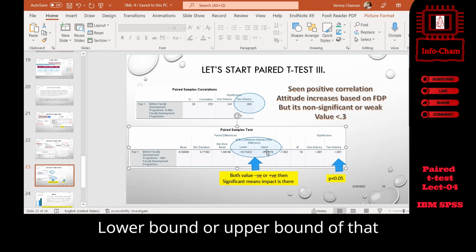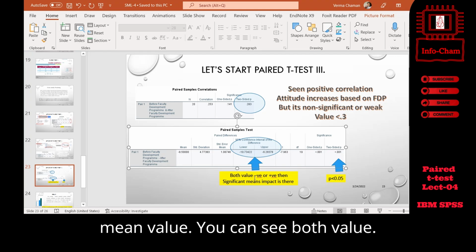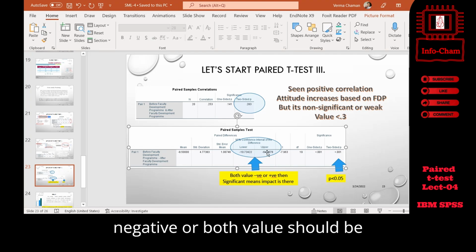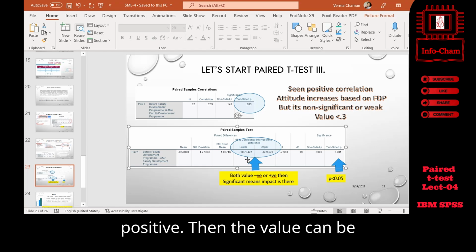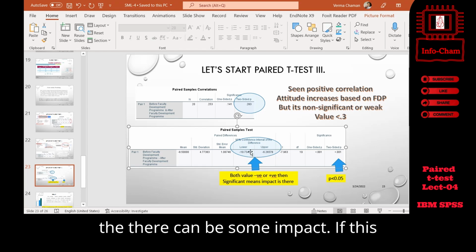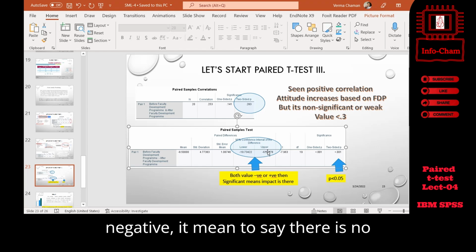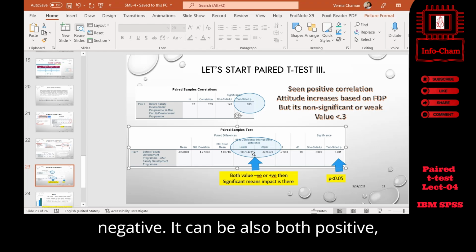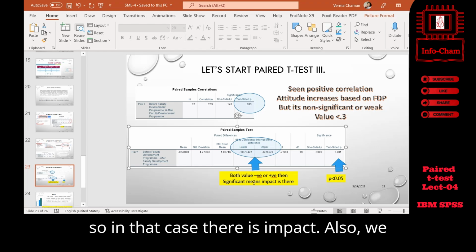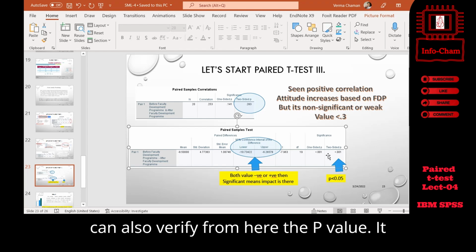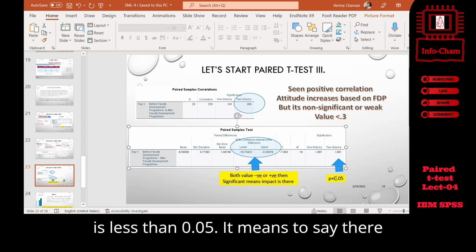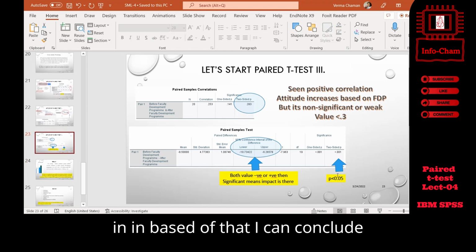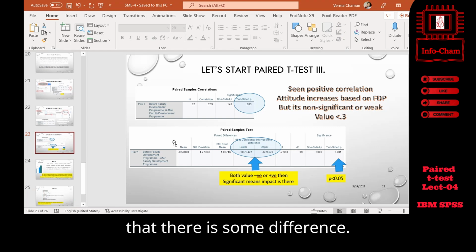And second thing, please see the lower and upper bound. For the lower bound or upper bound of that mean value, you can see both values. If it is negative, both values should be negative, or both values should be positive. Then there can be some impact. If this value is positive and this value is negative, it means there is no impact. In that case, we found both are negative. It can also be both positive. So in that case, there is impact. Also, we can verify from here the p value. It is less than 0.05. It means there is some impact. Based on that, I can conclude that there is some difference.